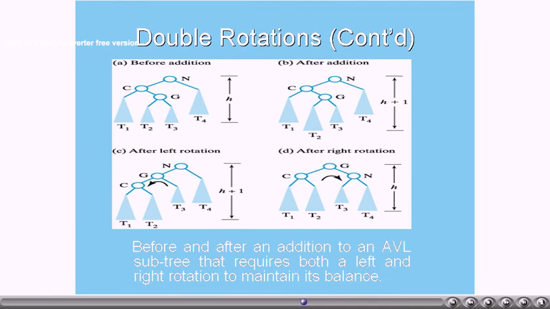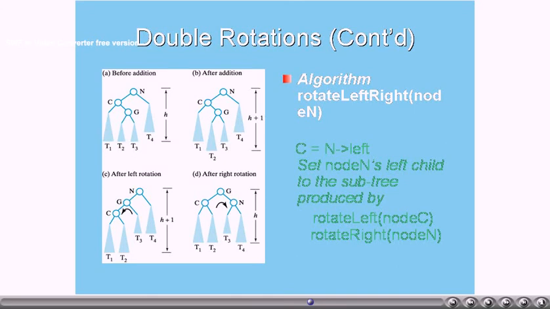In this example also we require double rotation. Here first we require left and then followed by right rotation. The algorithm rotate left right is produced by first identifying the nodes C and N having that property, what we have explained previously. About C first you have to apply rotate left, and then about N we have to apply right rotation such that the resulting tree will be in a balanced fashion.